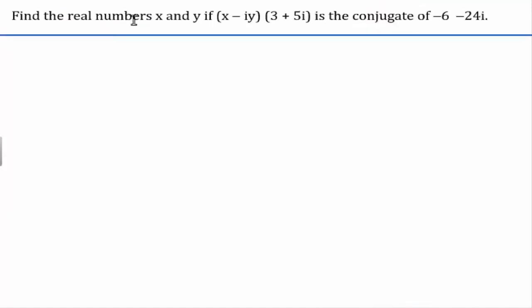In this question, we need to find the real numbers x and y if (x minus iy) multiplied by (3 plus 5i) is the conjugate of minus 6 minus 24i. Let us begin with the solution.